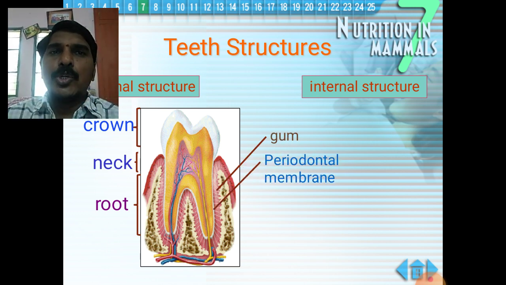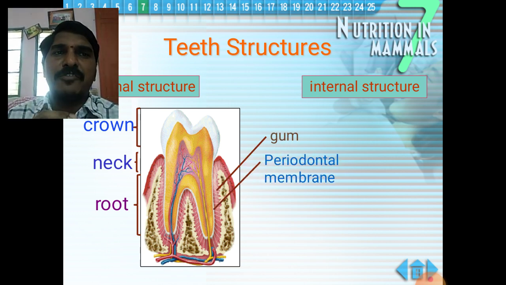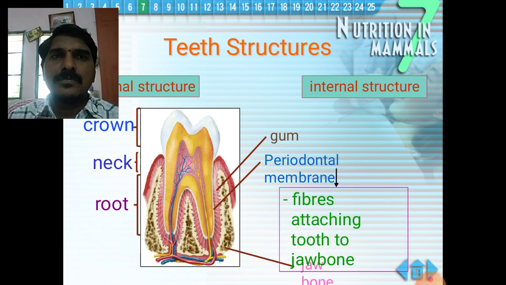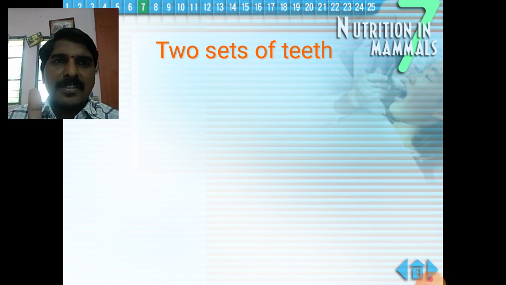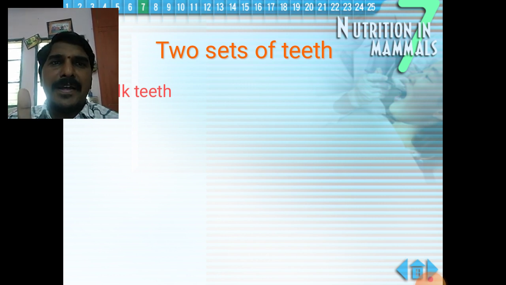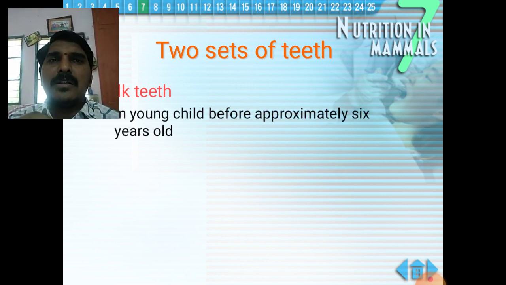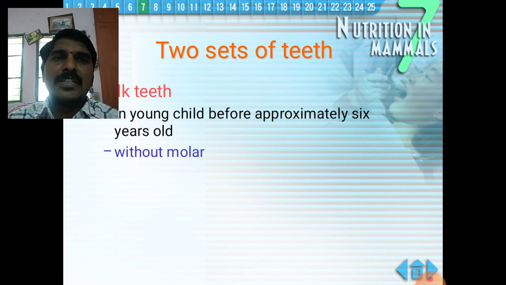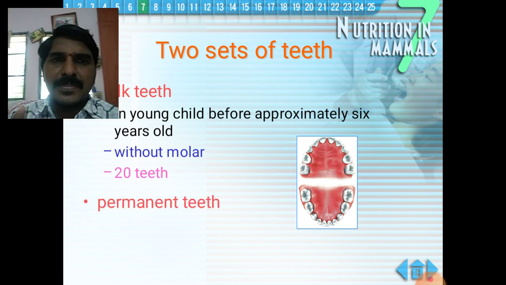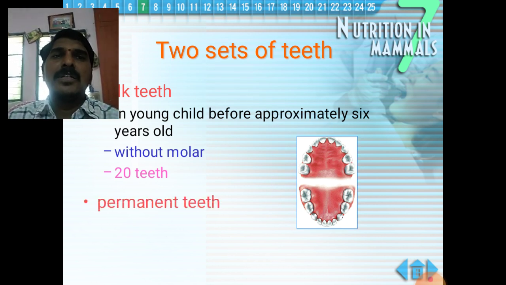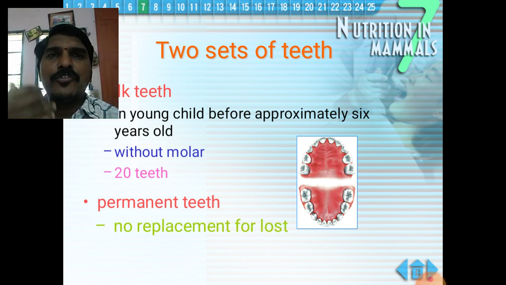So in the mouth, we know there are different types of teeth, isn't it? How many sets of teeth are there? Two sets. First one is milk teeth, and milk teeth are 20 in number and they are present when we are young. They do not contain smaller teeth. And the second type is permanent teeth. They are 32 in number. If those teeth are lost, they cannot be replaced.